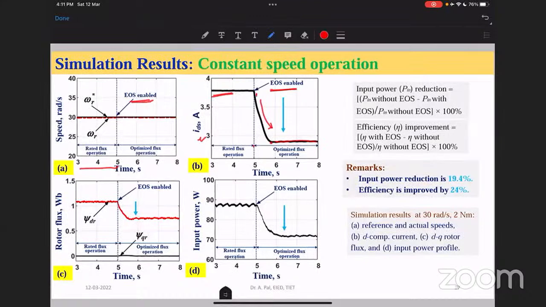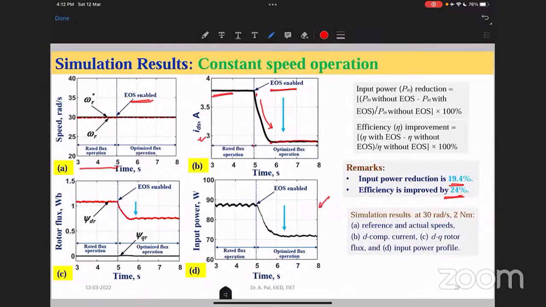Okay, so figure C depicts the rotor flux orientation, which is also accurately maintained throughout the drive's operations. And the minimization in the flux level leads to a reduction in the losses by 17 watt, thereby reducing the input power consumption by about 19.4%, and the overall efficiency is improved by 24%, and that can be seen from figure D.